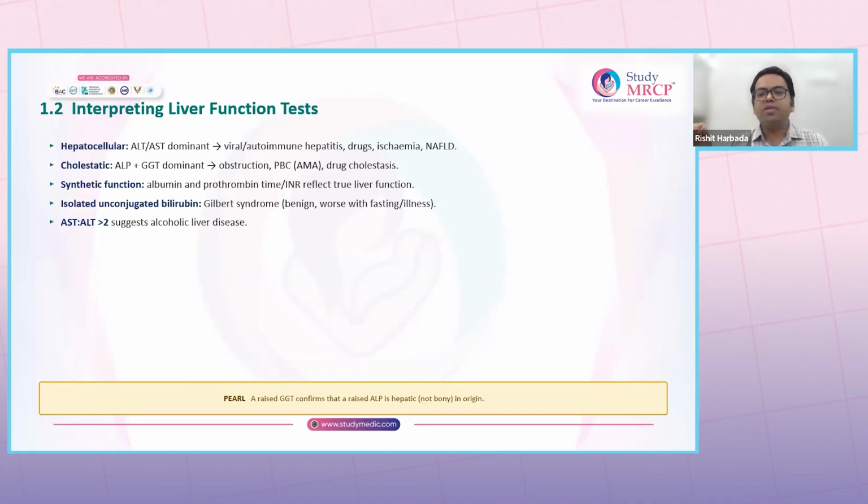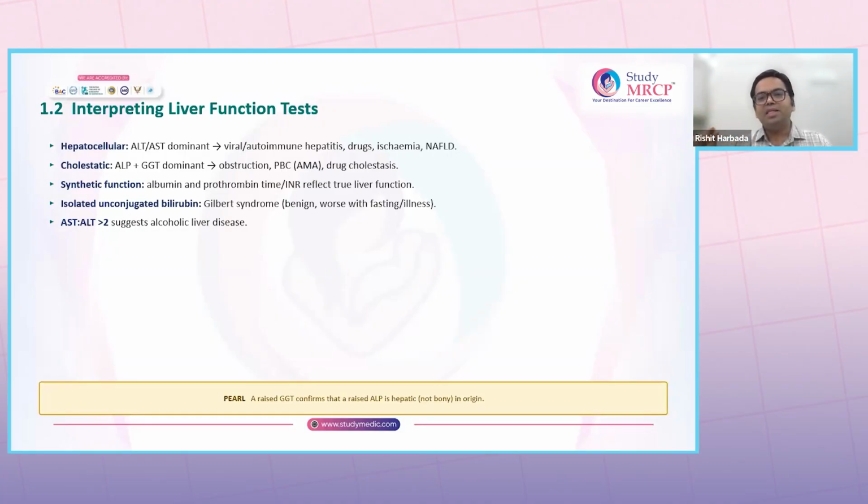For your MRCP, concentrate more on Gilbert syndrome, where the patient may have unconjugated hyperbilirubinemia. It's a benign problem, but whenever the patient is fasting or is ill, the bilirubin may go up. As I already told you, an AST to ALT ratio of more than 2 is causative of alcoholic liver disease, because alcohol damages the mitochondrial AST, whereas ALT is affected chiefly in the cytosol. So that is why AST is more affected because of alcohol.